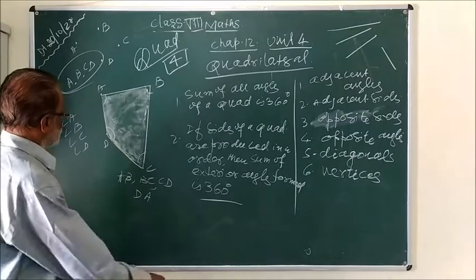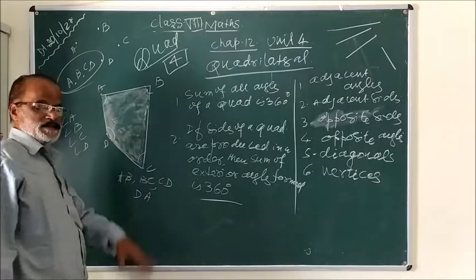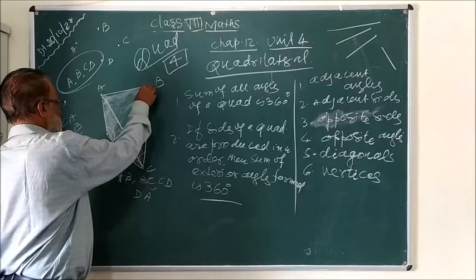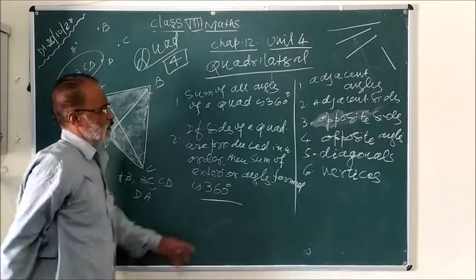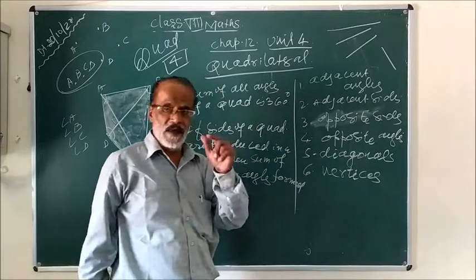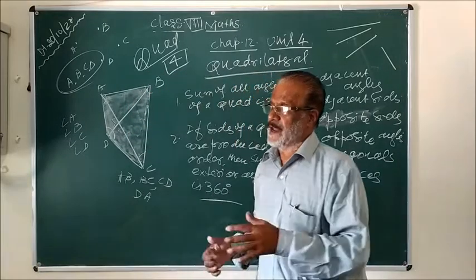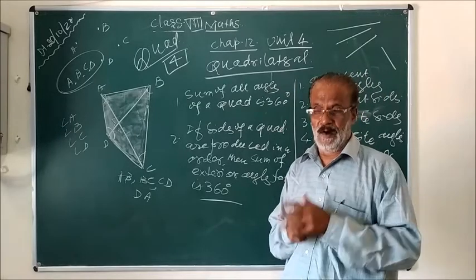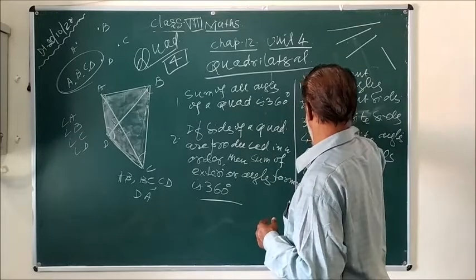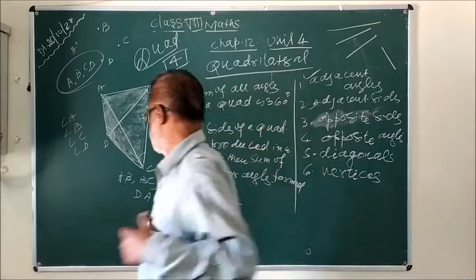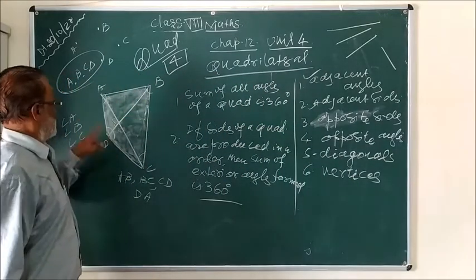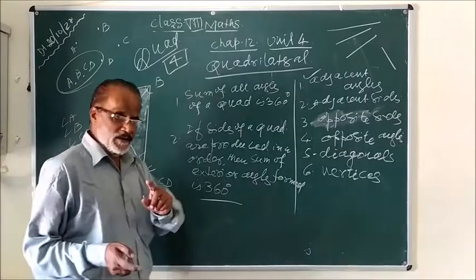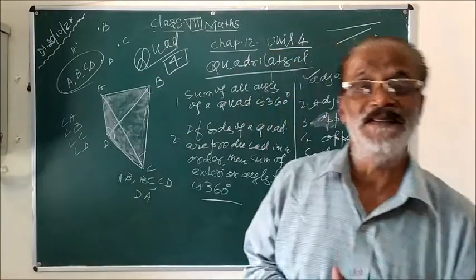Now you see, if we join the opposite vertices, AC and BD, these two lines are called diagonals. Diagonals are those line segments which join any two opposite vertices, not adjacent. So first understand adjacent. What is the meaning of adjacent? A, B, B, C, C, D, D, A are the four sides. Those sides which have a common endpoint are called adjacent sides.